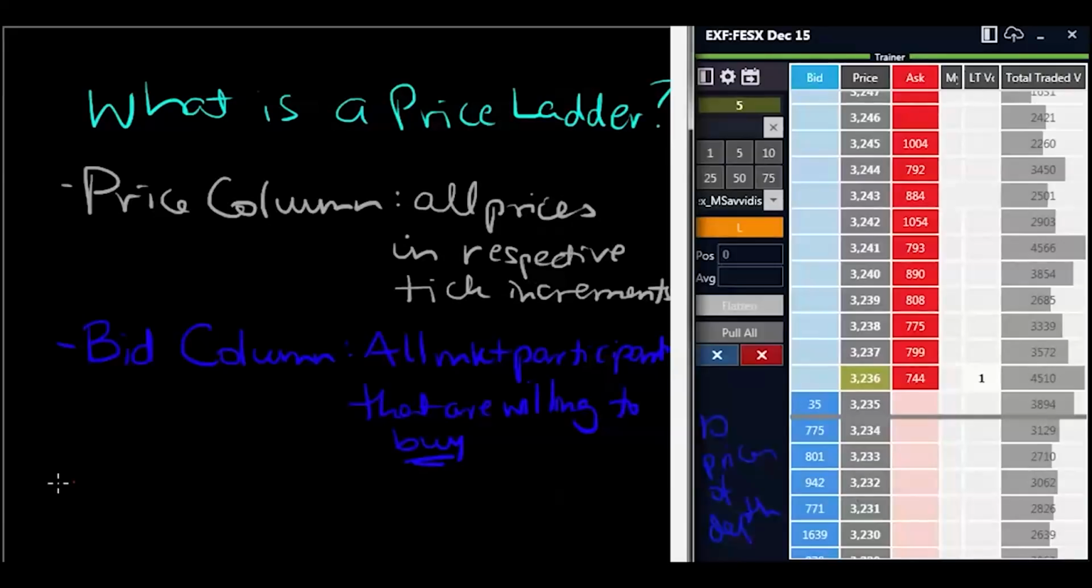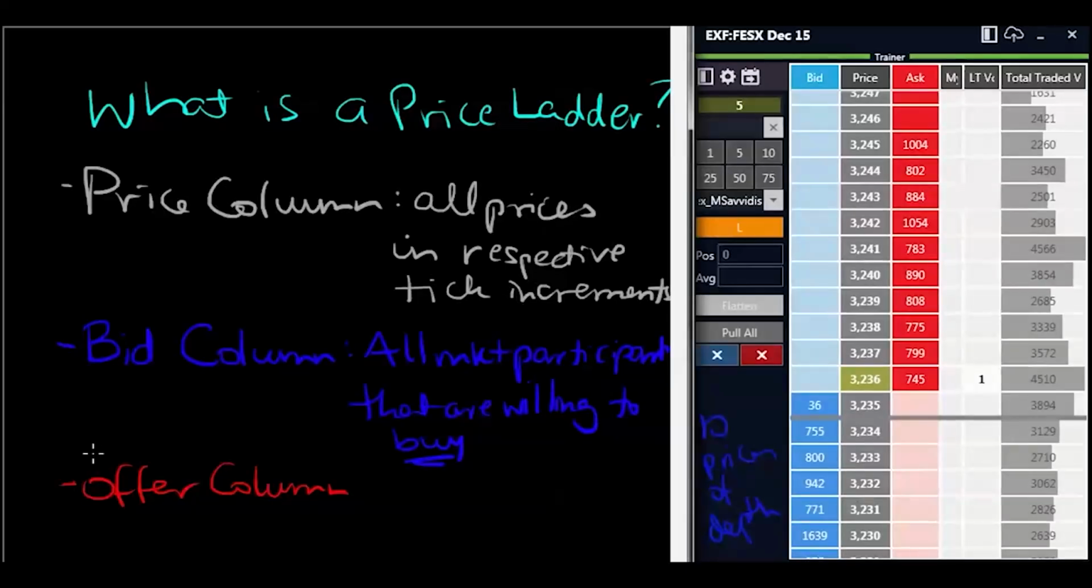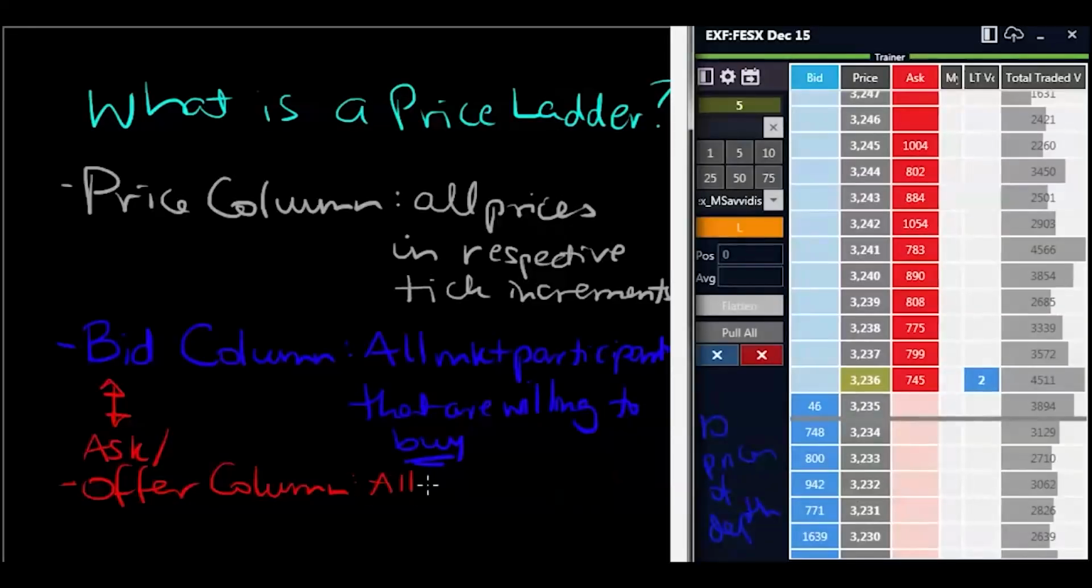So what we were talking about now is the offer side, the offer column. Some of you that spread bet probably know it as the ask. So it's the bid and the ask. The offer column is likewise all market participants willing to sell at price.